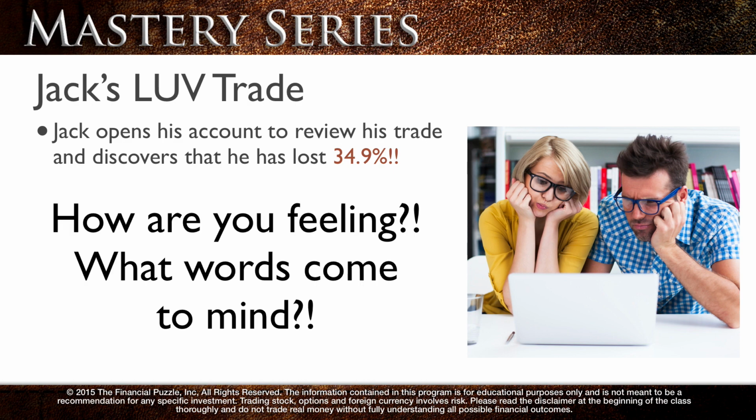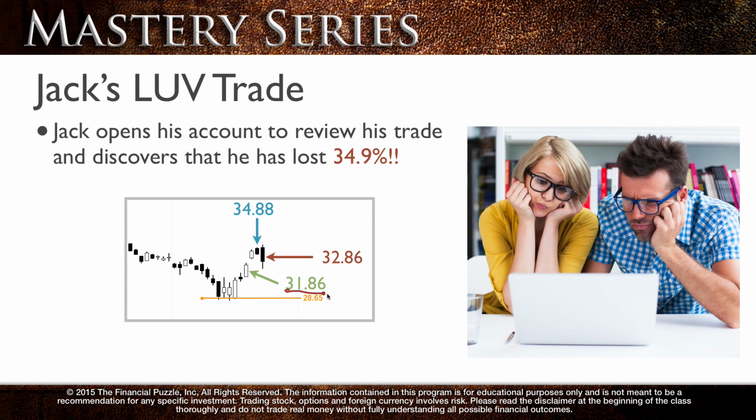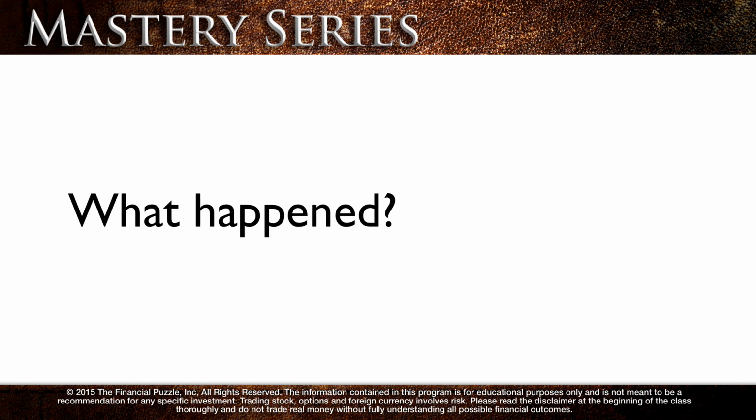And if you're Jack right now, how in the world are you feeling? You have any words that come to mind? Have you experienced this before? I remember I did before I understood what happened with volatility, or what does happen with volatility. Everything went right. You see, we got in 31.86. We had our high. We got stopped out at 32.86. I should be making money because I bought calls on this thing. What in the world happened?